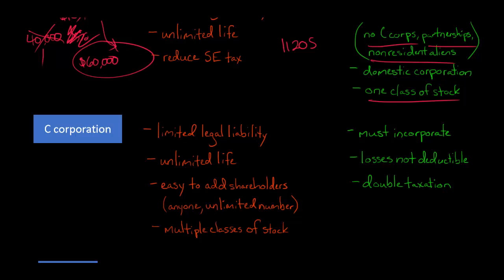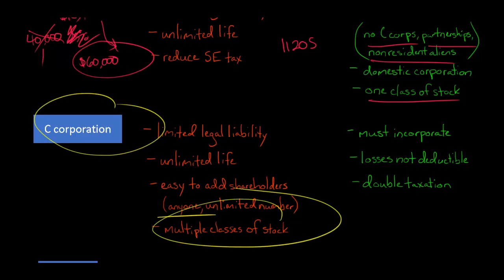C corporations have limited legal liability and unlimited life like an S corporation. However, it is easy to add shareholders. Anybody can be a shareholder in a C corporation. You can have any number of shareholders. You're not limited to 100 like an S corp, and you're not limited to who can be a shareholder. A non-resident alien can be a shareholder. Anybody can be a shareholder. You have any number of classes of stock you want. So basically it's easier to onboard new investors.